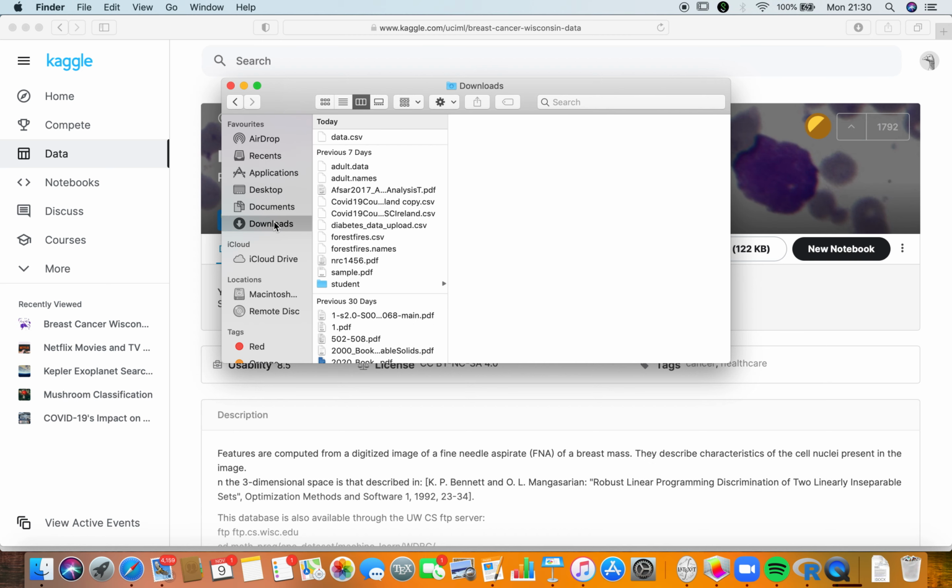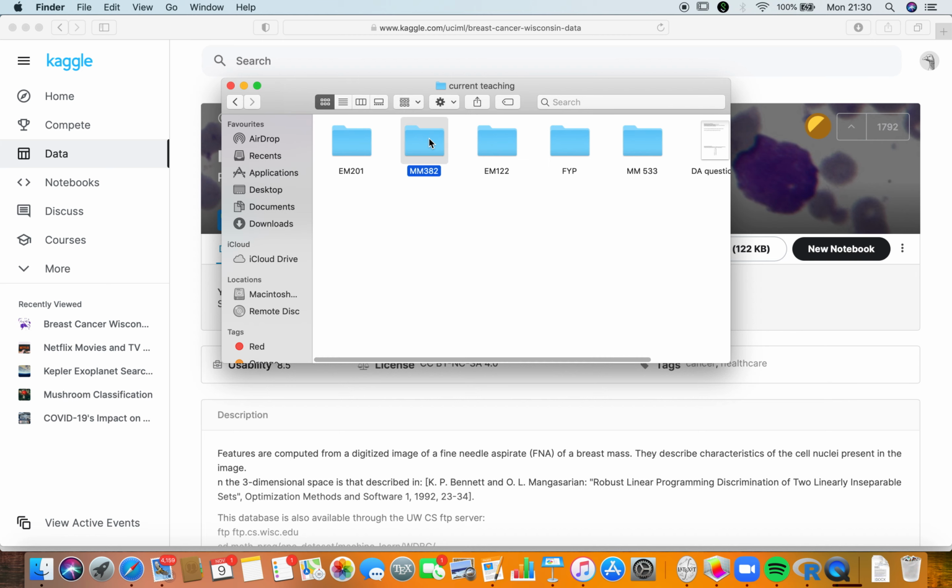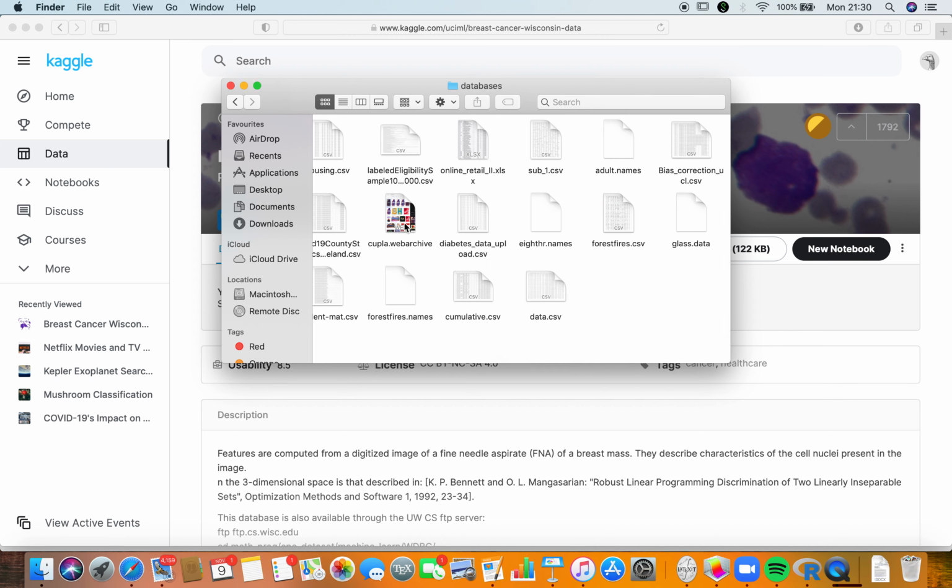So if I go down here to downloads, I see that this data here is called data.csv. Very badly named, and we need to change the name actually, because data.csv is too generic. But let's just take this. I'm going to copy that, and I'm going to go into my database folder. Okay, and guys, because that's a terrible name, let me just say MM382 cancer. Okay, so we know what it is. So I've put this into the database, and we're going to have a look at it now.